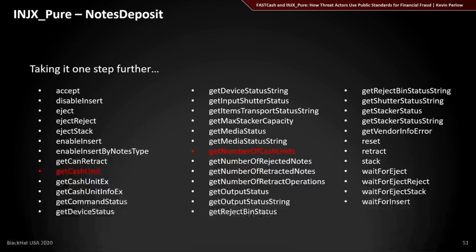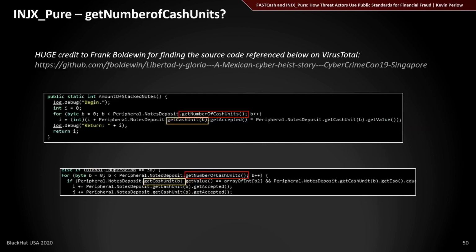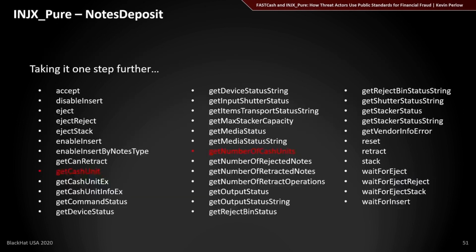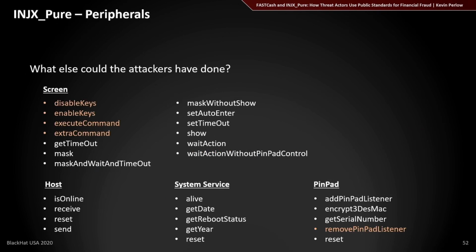So the next step here, if you're interested in threat actor capabilities on an ATM, is to back that up one notch. Instead of looking at peripherals.notesDeposit, you would look in the ATM software at what the peripherals did overall. Again, this is something the threat actors had access to. Looking at just the peripheral class, instead of notesDeposit, there are some other options. You can call peripherals.screen, peripherals.host, .systemservice, and .pinpad. Under each of those are some actions that you can take. The most important ones, I think, are this idea of disabling and enabling keys.